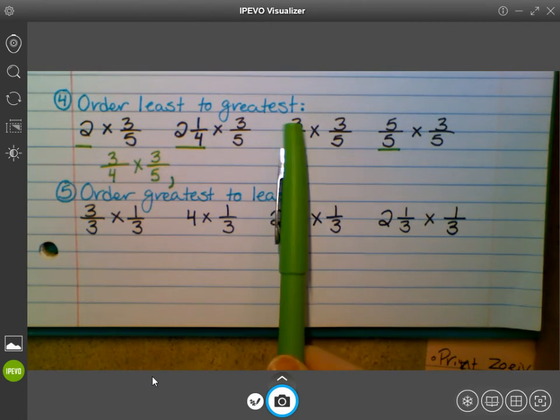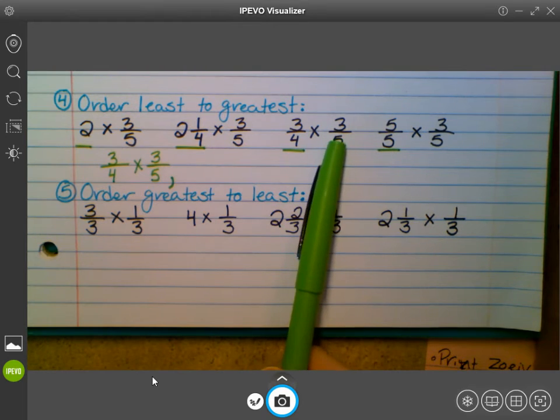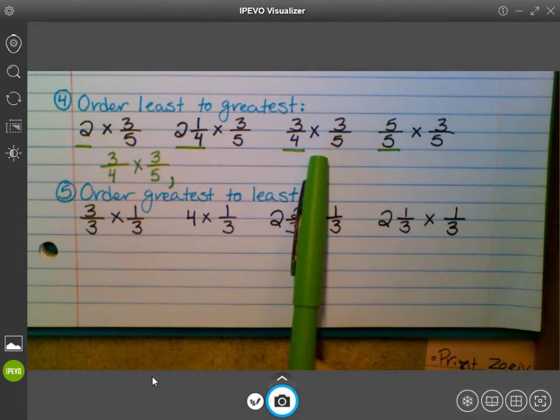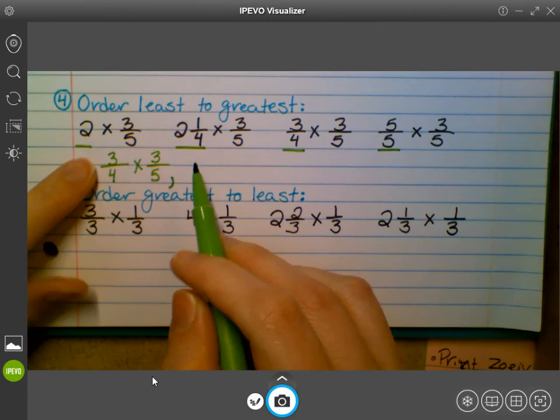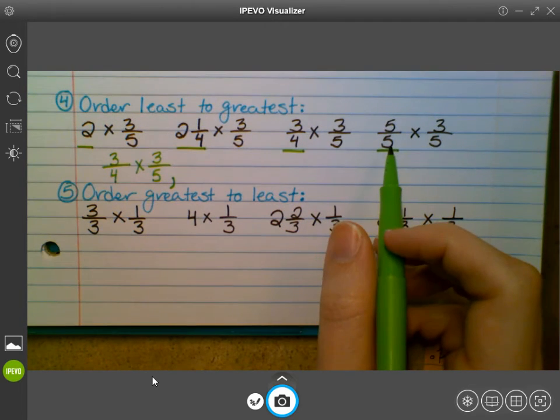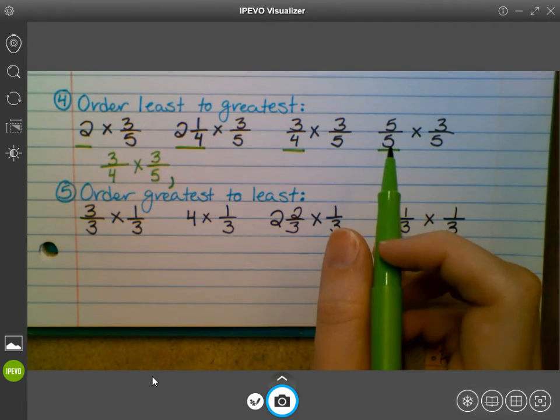So we're done with this one. We used this one. Now we need to think about what is our second smallest one. Raise your hand if you can determine the second smallest equation. Layla, what's our second smallest? 5/5 times 3/5. Raise your hand if you agree with Layla. Yes, because again, 2 and 2 and 1/4 are both larger than 1. Well, 5/5 is exactly 1, so that would be our next smallest.